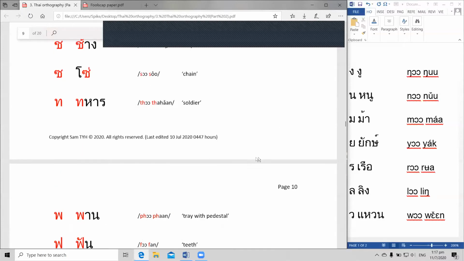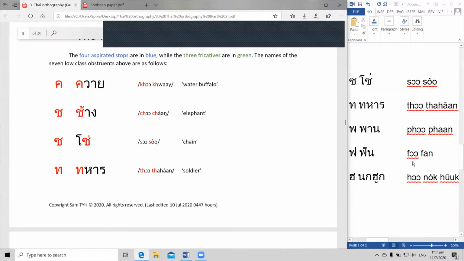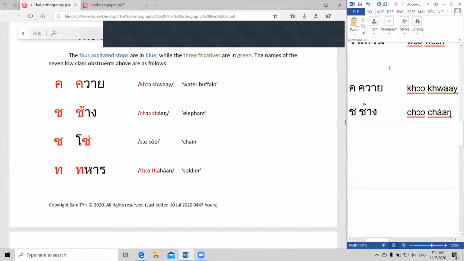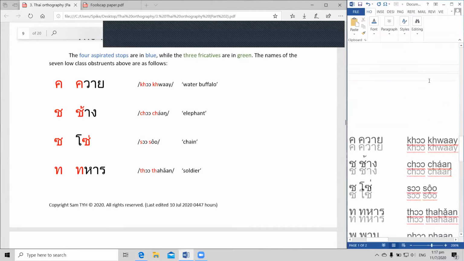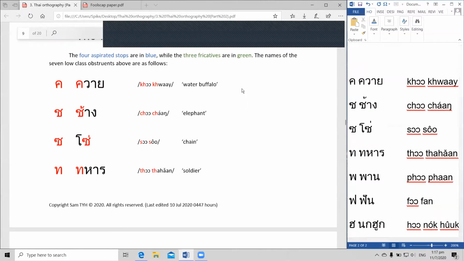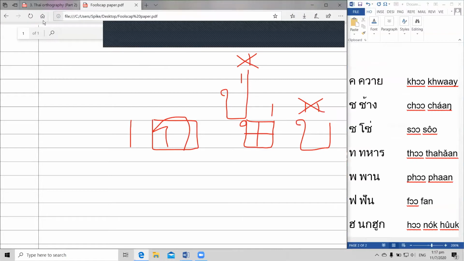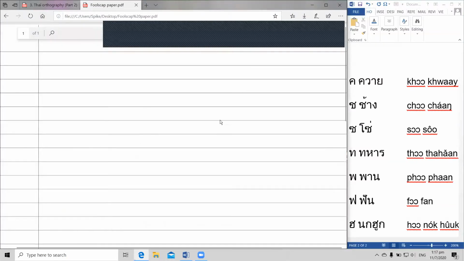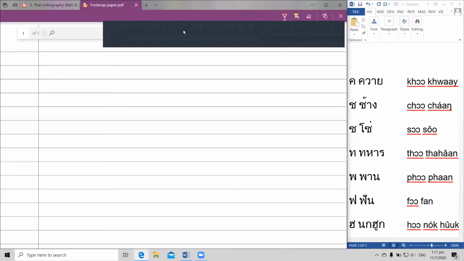All right, let's see how to write them. The first one is kho kwai, for the low class obstruents. We write it this way. Start from the circle, from the middle, go down and go up like that. This is kho kwai. If you write it small, it will look like this.